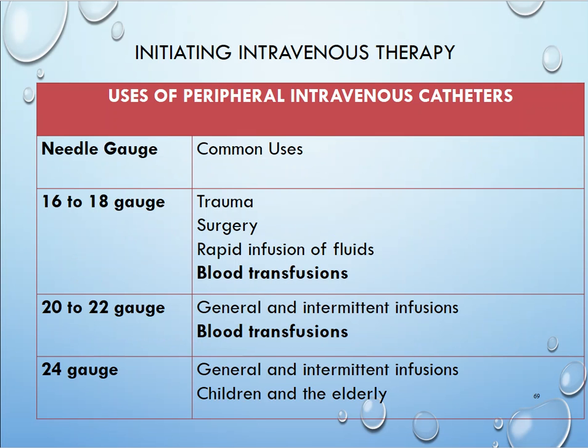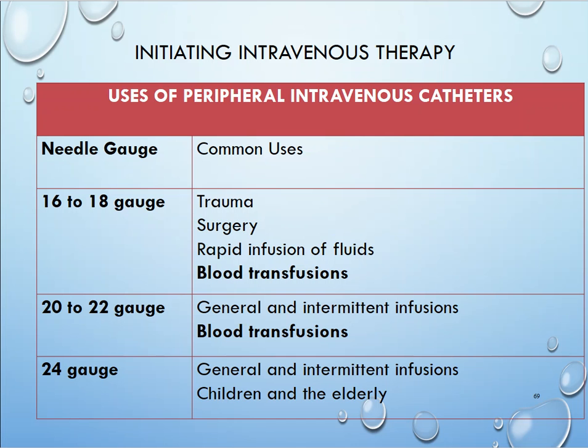So now, what size of angiocath do we put in? As you can see here, the intravenous catheters come in several different types and sizes. IV catheters are sized by the diameter of the needle, which is referred to as the gauge. And as you can see from the chart, the smaller the diameter, the larger the gauge. So for example, a 16 gauge needle has a larger diameter than a 24 gauge needle. So a 24 gauge needle is pretty small, and a 16 gauge is pretty big.